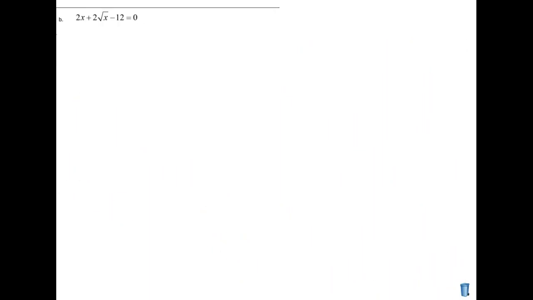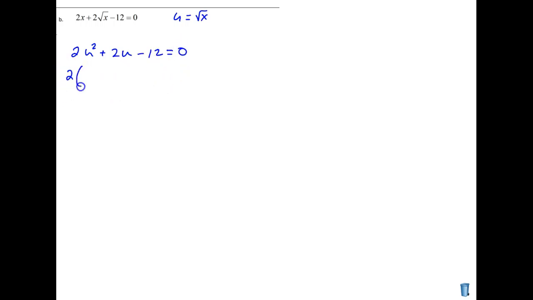Okay, let's take a look at the next one. So in this problem, my u value is going to be the square root of x. And remember, this is u squared, because if I square the square root of x, it's just x. So this becomes 2u squared plus u minus 12 equals 0.